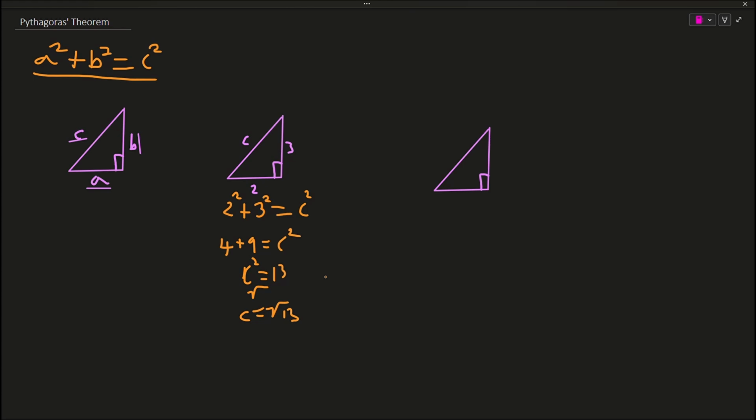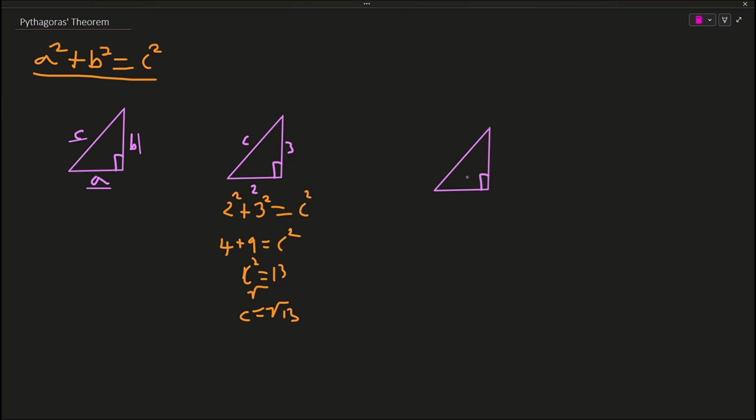Obviously, if there's a question that has units, most likely there is going to be centimeters or meters, and you're going to include that. We're going to leave it as the square root of 13. We're going to do some questions later on where we actually have significant figures and decimal points. So let's go on to the next one.